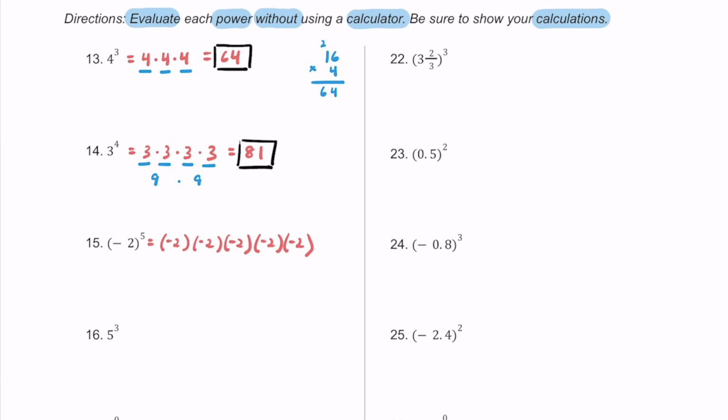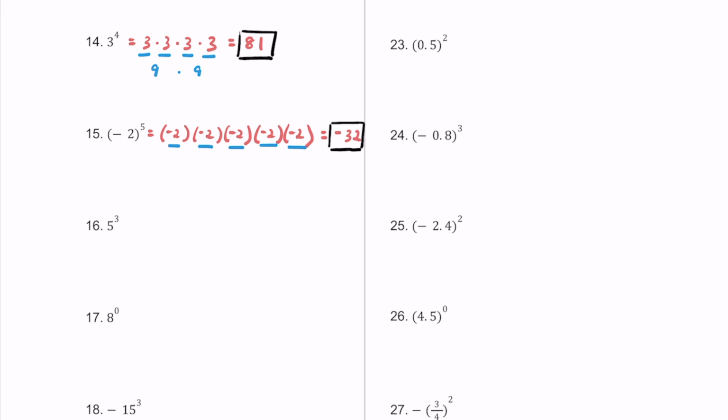Now let's see what we have here. Now 2 times 2, that's going to be 4. 4 times 2 is 8. 8 times 2 is 16, and 16 times 2 is 32. So I'm going to go ahead and say this is going to be a negative 32. Okay, just again, there are 5 negatives here, and so 5 negatives has to give you a negative. All right, moving on to number 16.